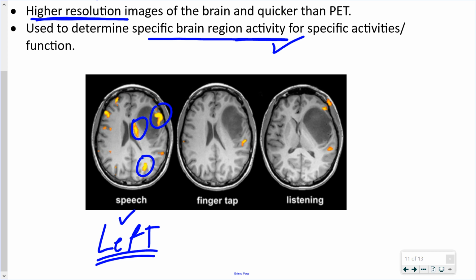If someone is tapping their finger, we would have a different region that would light up. So this would be somewhere in the frontal lobe, the primary motor area in the frontal lobe. And if this is showing the left side of the brain, the finger that would be tapping would then be on the right side of the body. And for listening, in this case, the listening would probably be listening to speech, because again, it is the left side of the brain that is lighting up here. And that is the part of the brain, the left side of the brain, that's responsible for processing language-related information.